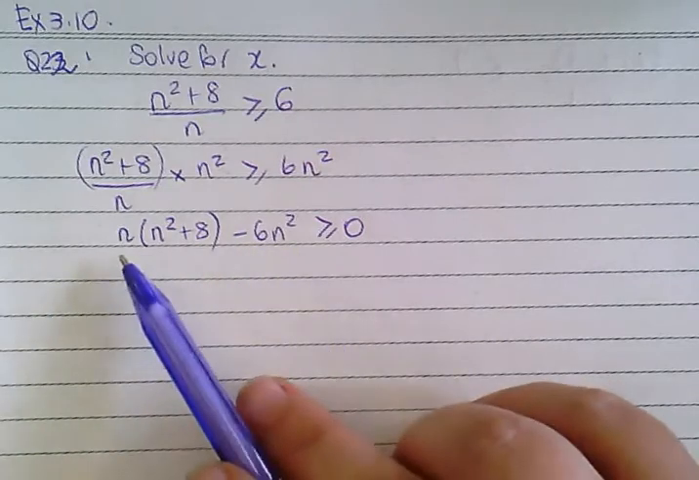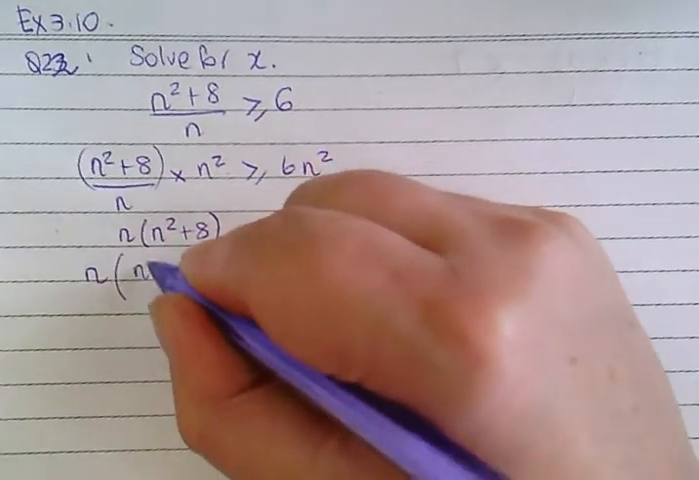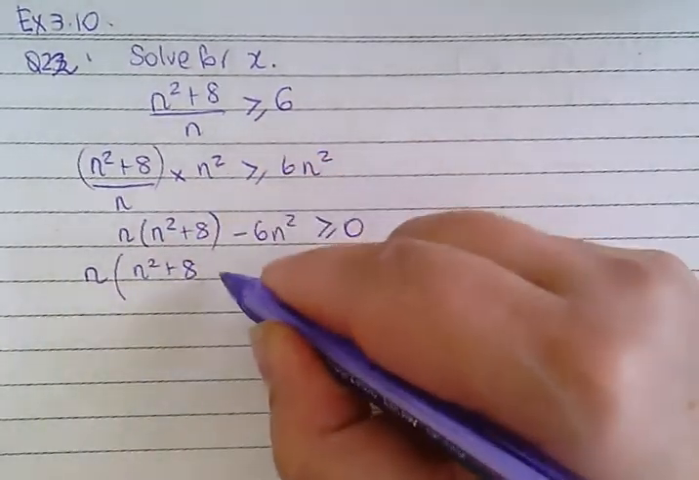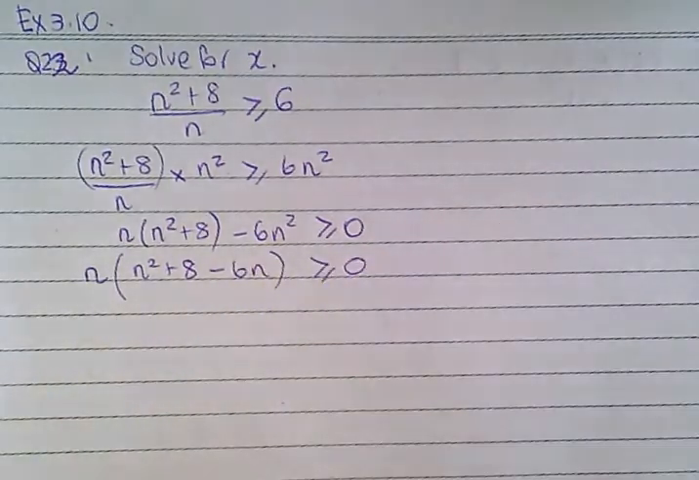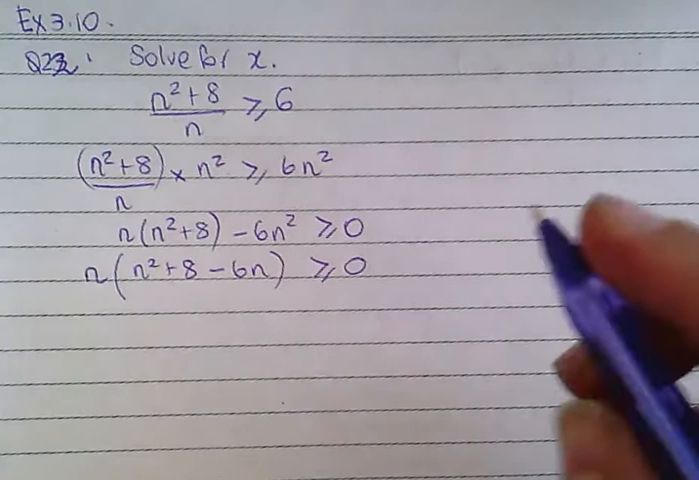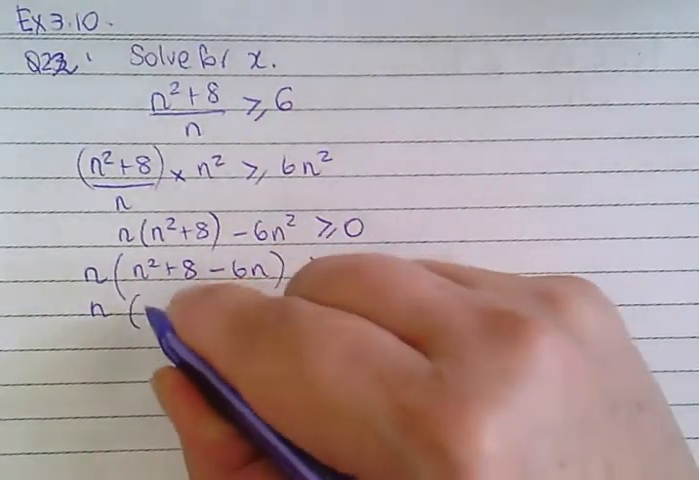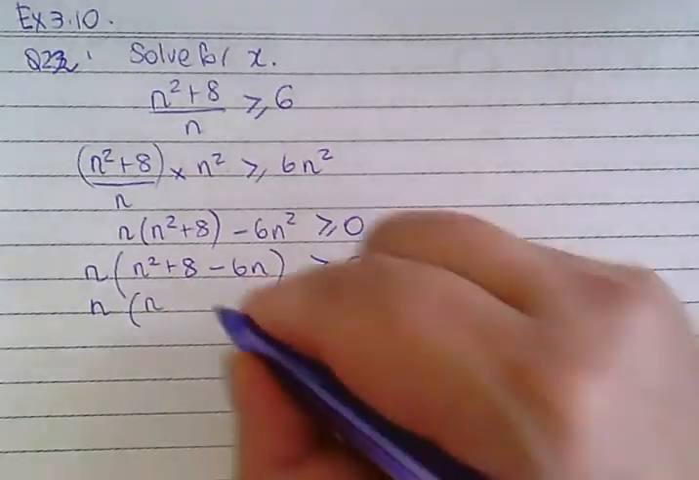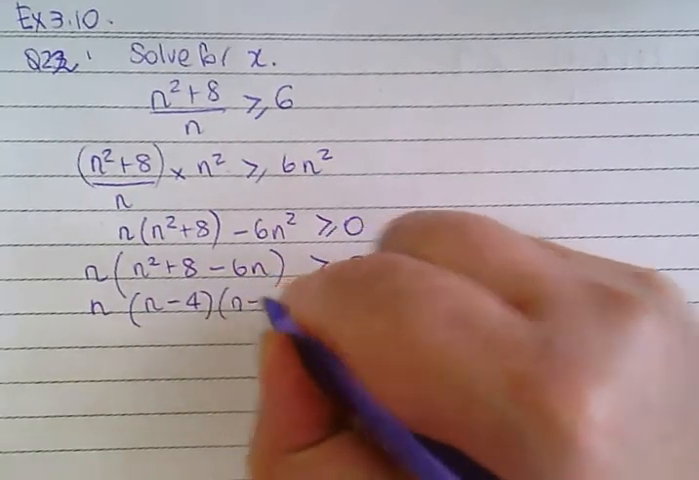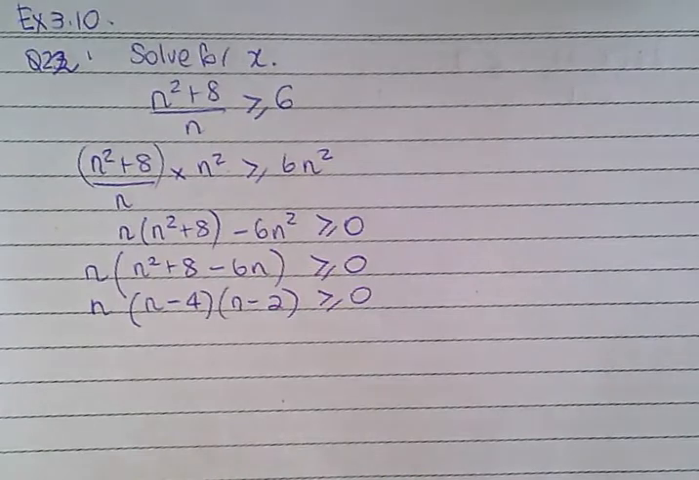So what have you got? We've got definitely an n common to both, and then we've got n squared plus 8 minus 6n is greater than or equal to 0. So now I factorize what's in the bracket. Two numbers that multiply to give positive 8 but add up to give negative 6. It must be n minus 4, n minus 2 is greater than or equal to 0. Now we need to sketch this.